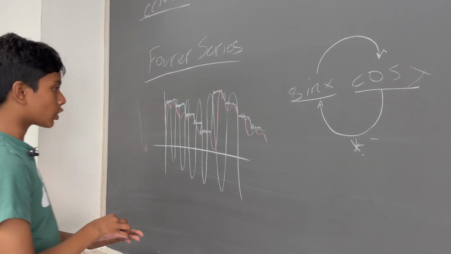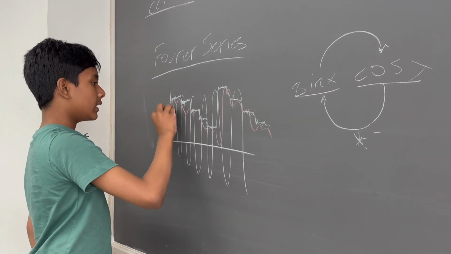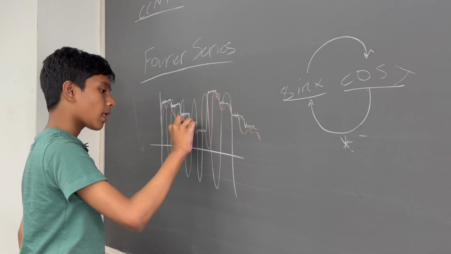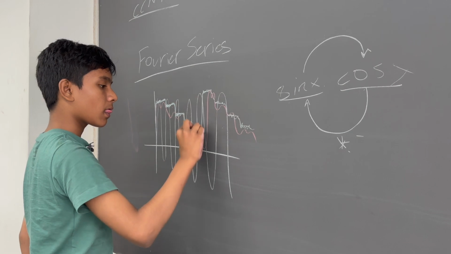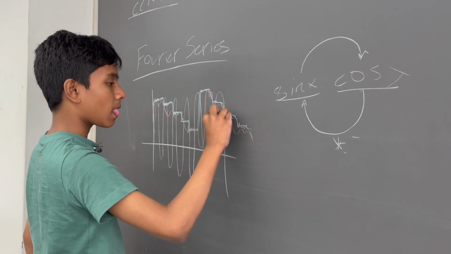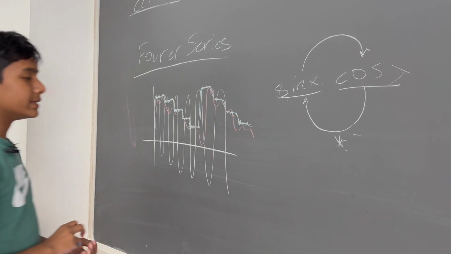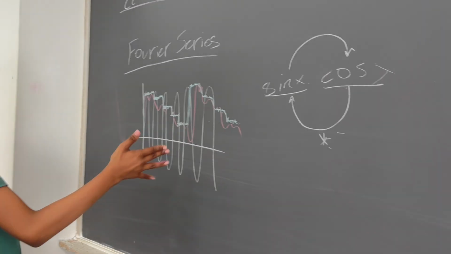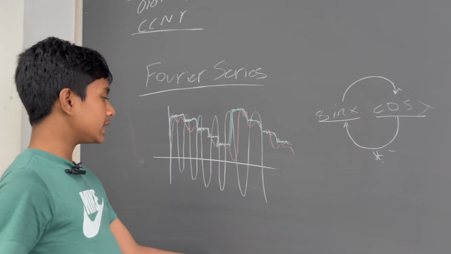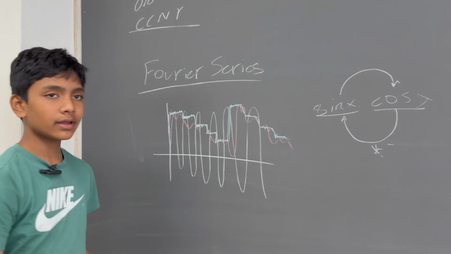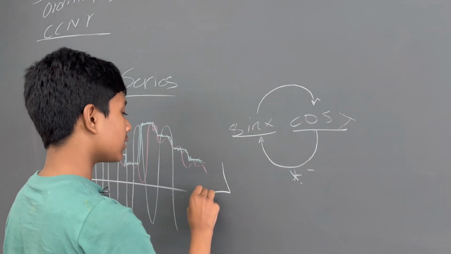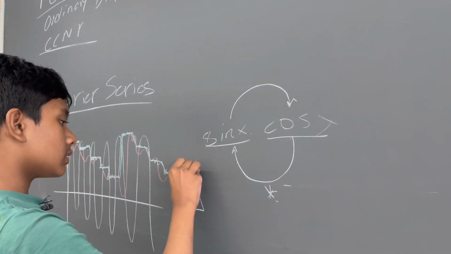And at 100 terms, it's going to be indistinguishable from the original function. Like that. So you can see from the white to the red to the green to the blue, we've got increasing levels of precision on our graph. So that's how we make a Fourier series.